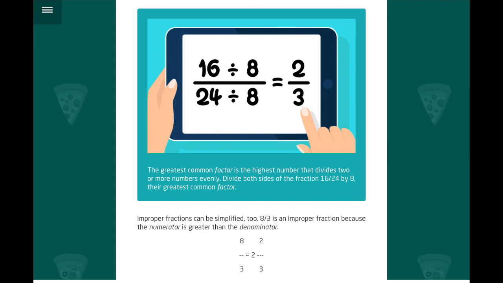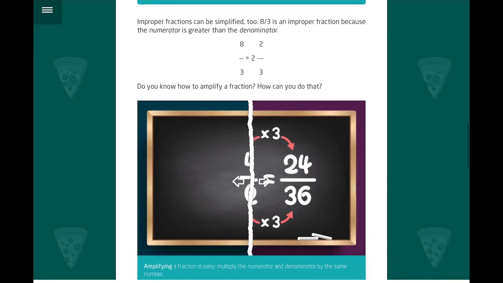So that means that is 16 divided by 8 and 24 divided by 8, and that is your simplified fraction. That will be 2/3. The greatest common factor is the highest number that divides two or more numbers evenly. Divide both sides of the fraction 16/24 by 8, their greatest common factor. Improper fractions can be simplified too. 8/3 is an improper fraction because the numerator is greater than the denominator.